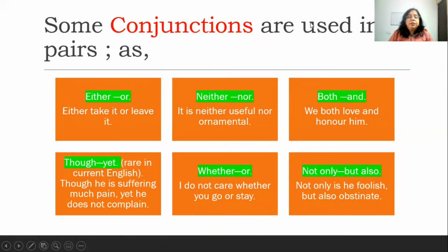Now, some conjunctions are used in pairs. How? Like either, or: Either take it or leave it. This is a conjunction. Neither, nor: It is neither useful nor ornamental. Like both, and: We both love and honor him. Next is though, yet, very rare in current English: Though he is suffering much pain, yet he does not complain. Then is whether, or: I do not care whether you go or stay. And the last one, not only, but also: Not only is he foolish, but also obstinate.